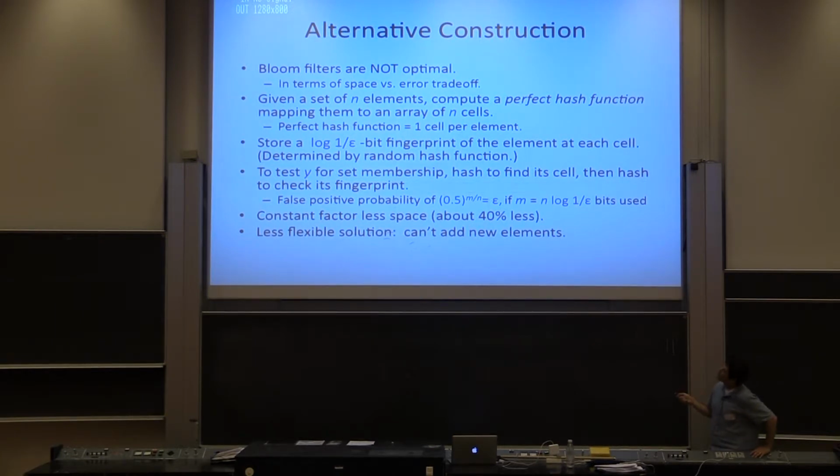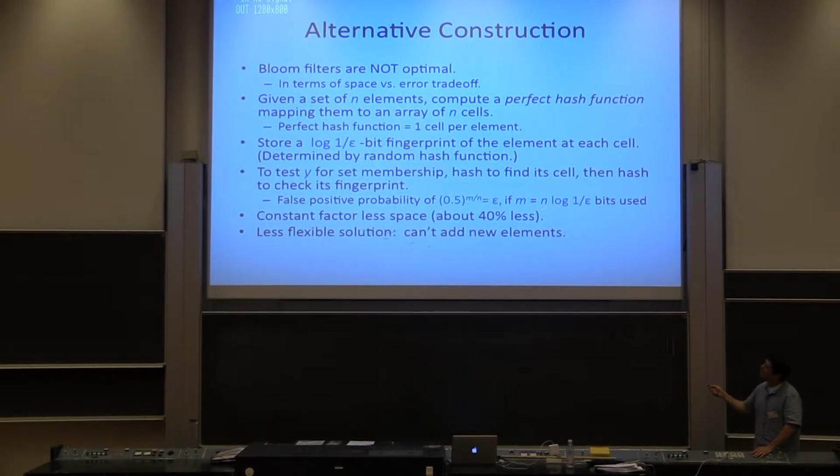Bloom filters are certainly not optimal in terms of the space versus error trade-off. I could just get a perfect hash function, one cell per element, and store a log base 2 of 1 over epsilon bit fingerprint at each cell. To test for set membership, hash to find the cell, then check its fingerprint. That gives a false positive probability of, instead of 0.6185 to the m over n, 1/2 for each bit, assuming random hash functions, so 1/2 to the m over n of epsilon.